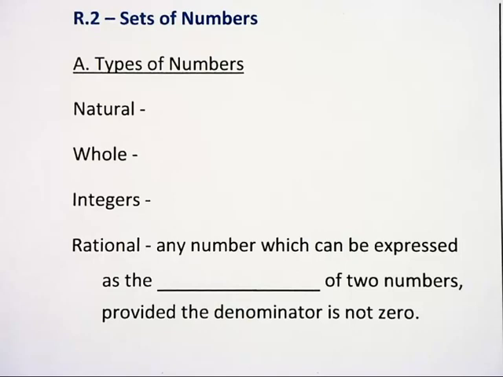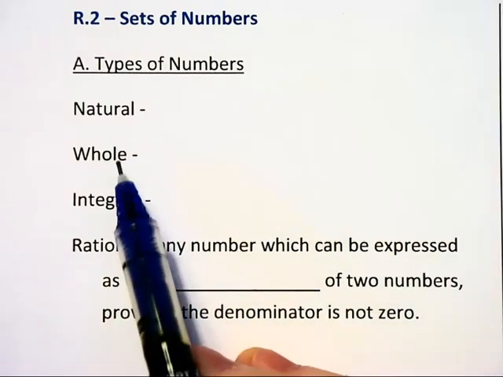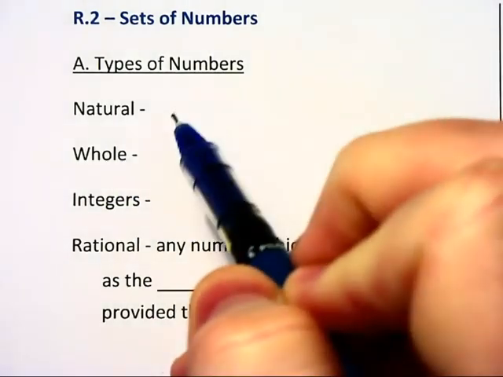What I'd like to do here is start off in Chapter R with just some of the basics. I know that this may seem like review material to you, but it's very important that you do understand these things inside and out. We begin with definitions of a few different types of numbers, beginning with the natural numbers.